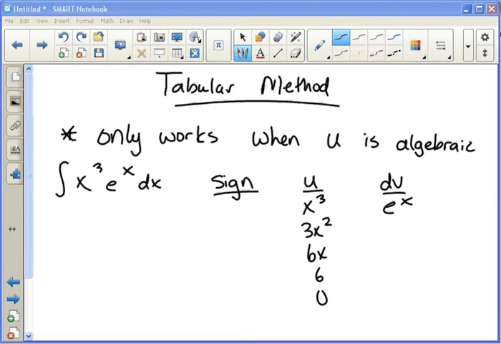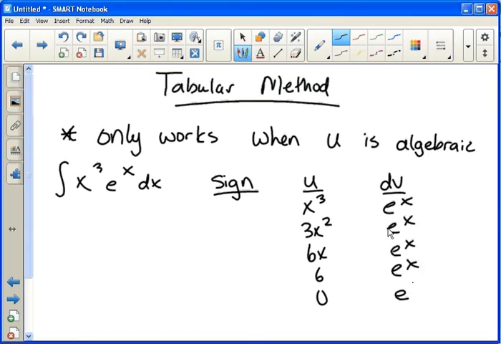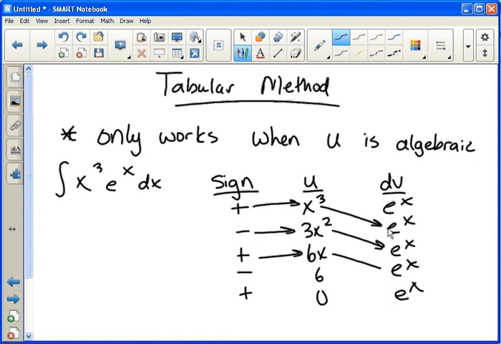So in the u column, we take derivatives all the way down to zero. In the dv column, we take the antiderivative, which for this particular one is pretty darn simple, since e to the x is just its own antiderivative. And then in the sign column, we start with positive, and then alternate all the way down. And then to get our answer, we simply start at the top sign and go over 1, down 1, over 1, down 1, over 1, down 1, over 1, down 1, and then we stop there because we've hit the bottom.